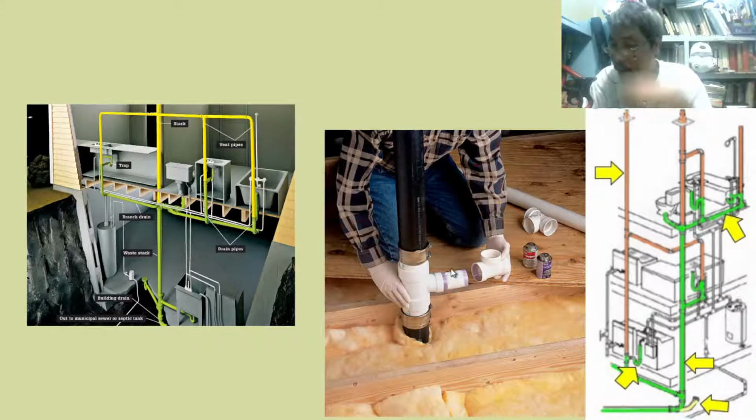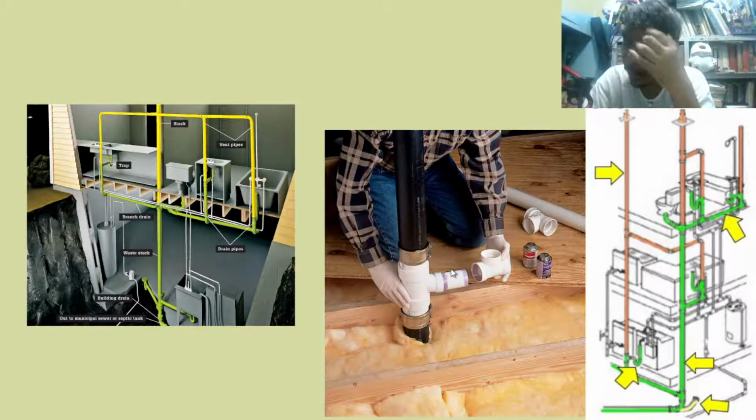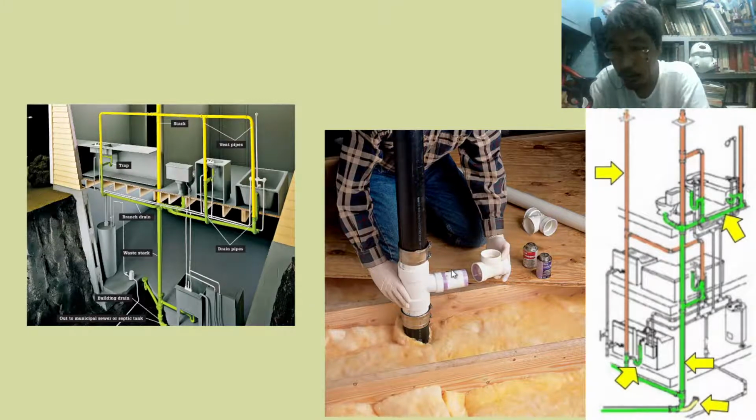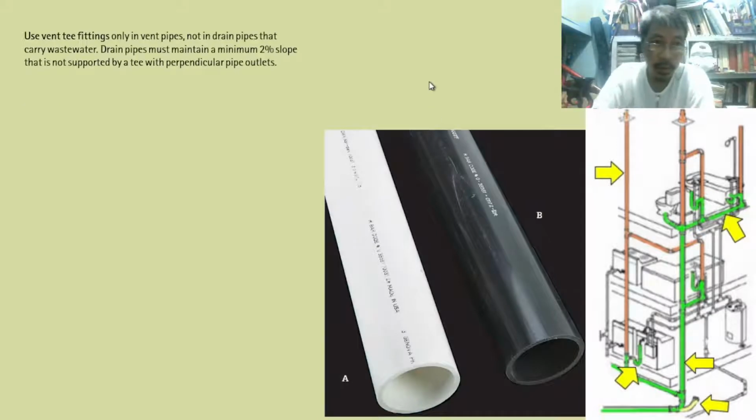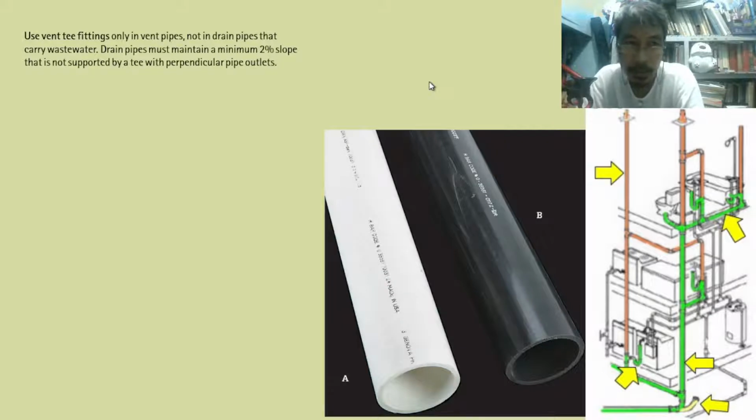Y is better because it is not very susceptible to clogging. So a T connector may be clogged in this location, in this 90 degrees part, they may clog. So that's why we usually use Y connection rather than T. Use vent T fittings only in vent pipes, not in drain pipes. Okay, so T connection only in vent pipes.